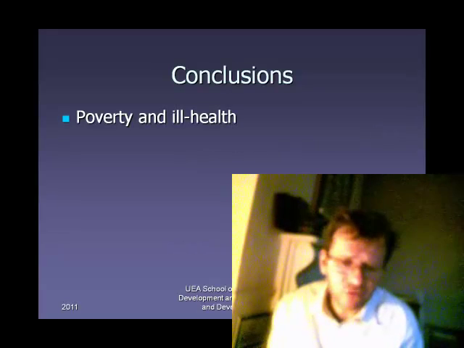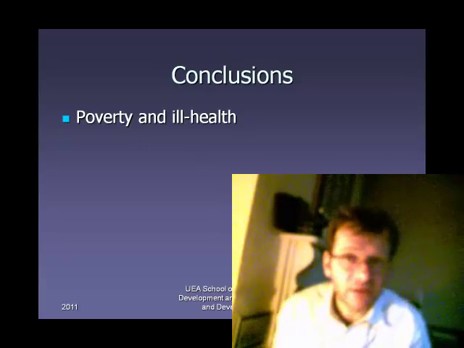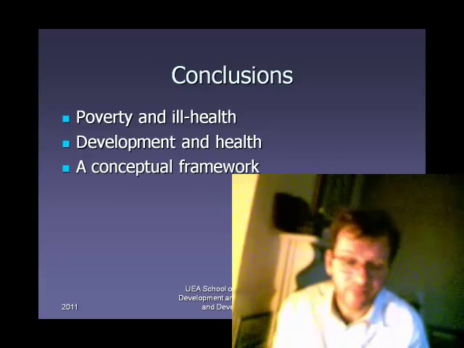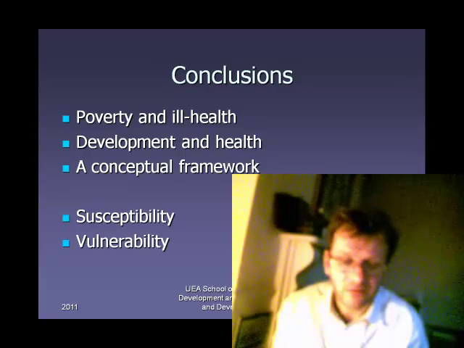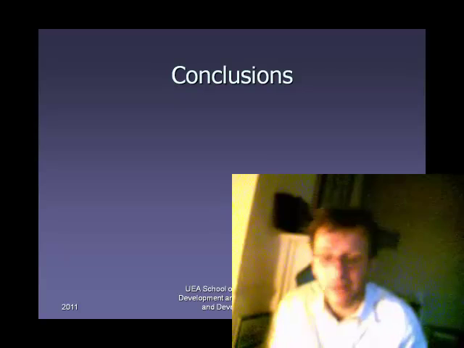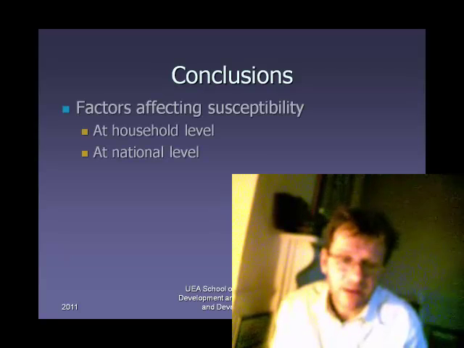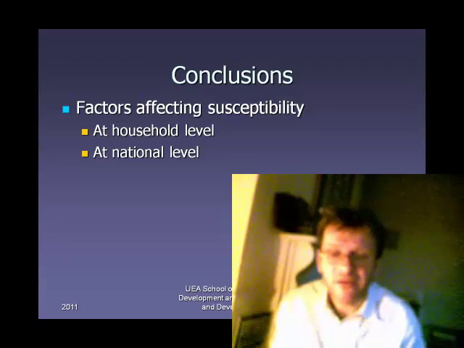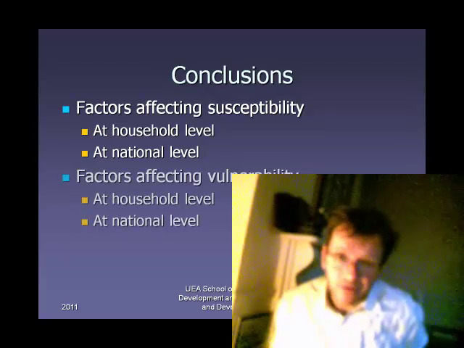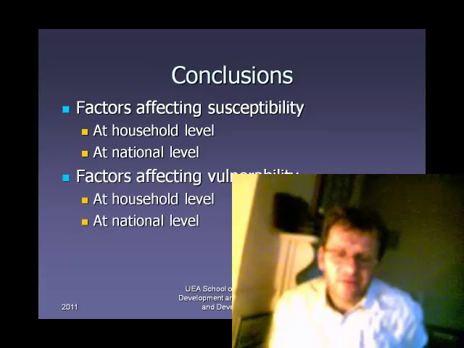And so some conclusions. We've looked at the relationship between poverty and ill health. We've looked at the relationship between development and health. And we've looked very briefly at a conceptual framework that talks about susceptibility and vulnerability, and these concepts help us understand the interrelationships between poverty and ill health. And we've also looked at the factors affecting susceptibility to illness at household level and at national level, very briefly. And we've looked at the factors affecting vulnerability to illness at household level and at national level.